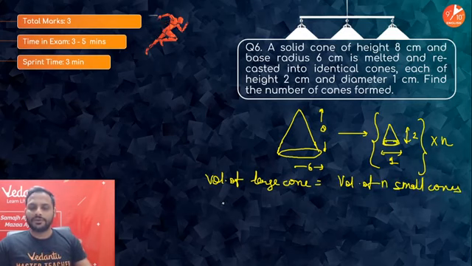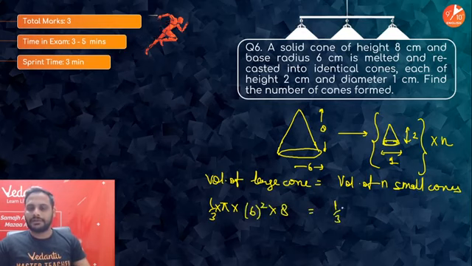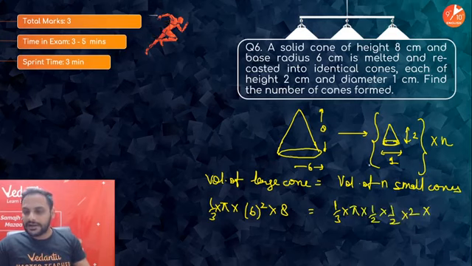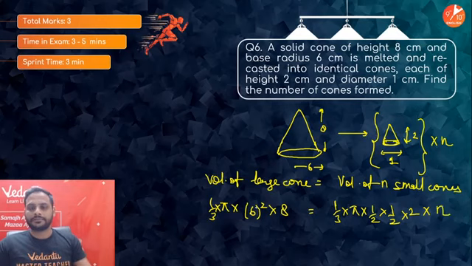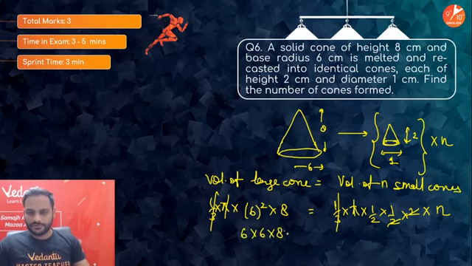So the volume of this large cone will be 1 by 3 into pi into r, radius is 6, squared, into h which is 8. And the volume of one small cone will be 1 by 3 into pi into radius 1 by 2 squared into h which is 2, and since there are n small cones, multiply with n. All right, now pi and pi get cancelled, 1 by 3 and 1 by 3 get cancelled, this 2 and this 2 get cancelled. So you have 6 into 8, and this 1 by 2 squared also will shift over there, is equal to n.